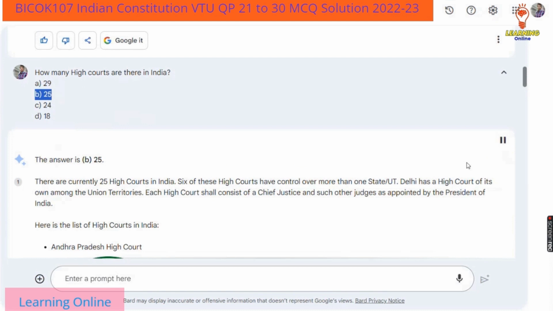The answer is B. 25. There are currently 25 high courts in India. 6 of these high courts have control over more than one state or UT. Delhi has a high court of its own among the union territories.